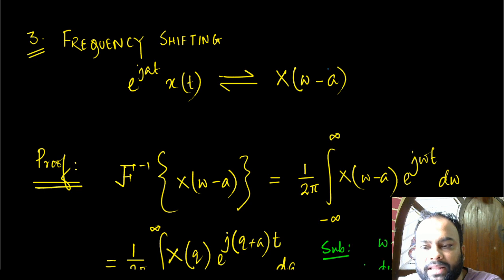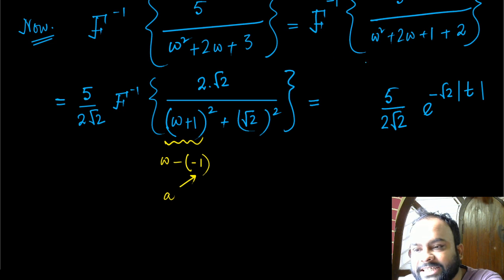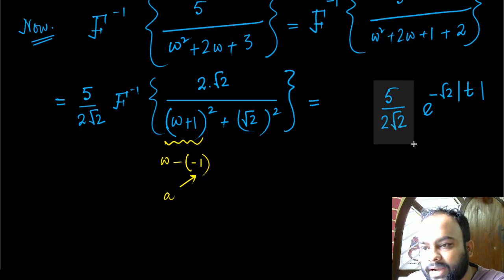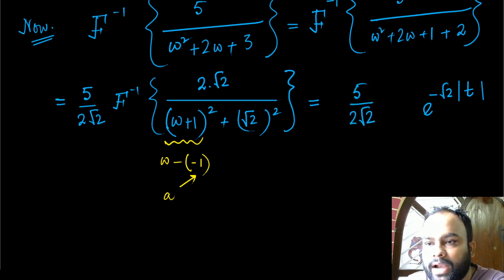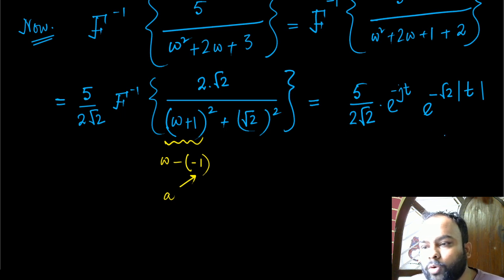From the shifting property in the frequency, if you have something added or subtracted from omega, if you have a frequency shift, we have to multiply everything with e to the power jat. So what is a? A is minus 1. So I have to multiply everything with e to the power j into minus 1 into t, so e to the power minus jt. Let's bring it out here, and multiply everything with e to the power minus jt.